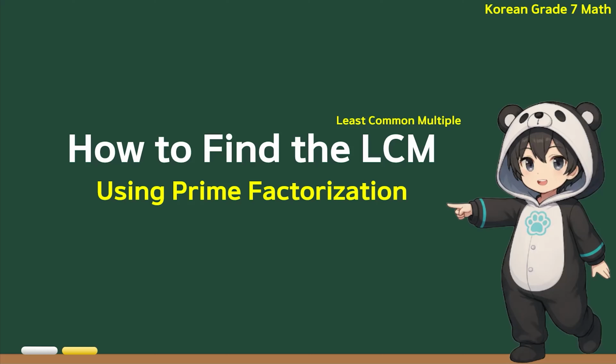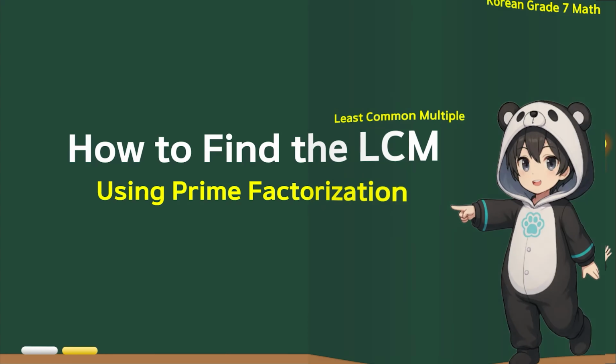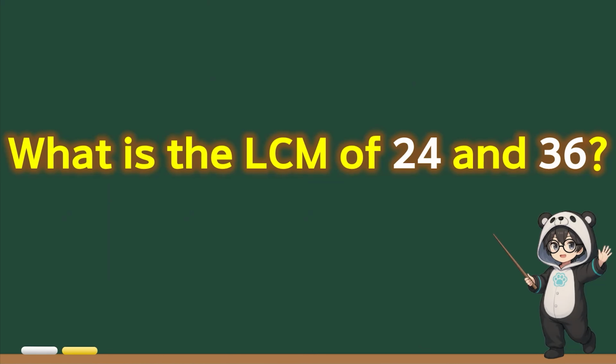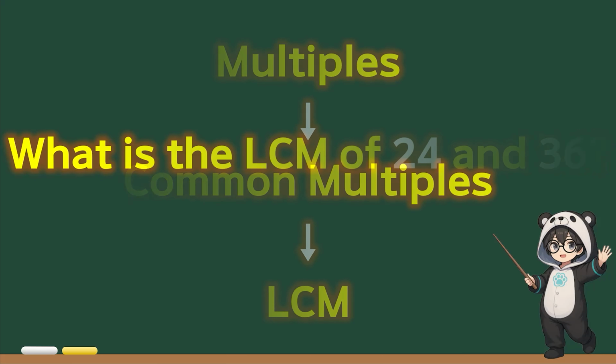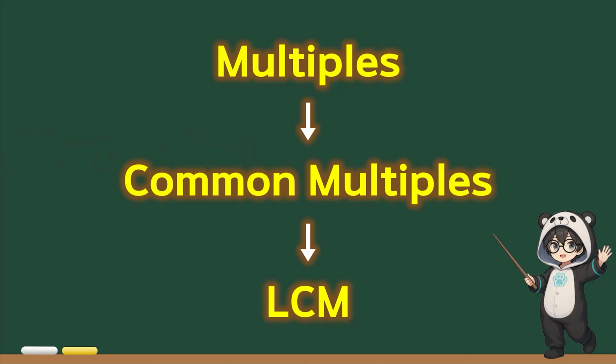In today's lesson, we'll learn how to find the least common multiple using prime factorization. Here's a question. What is the least common multiple of 24 and 36? You might know the answer is 72, but here's the real question. Why is it 72? Let's build the idea step by step. First, multiples, then common multiples, and finally the least common multiple.